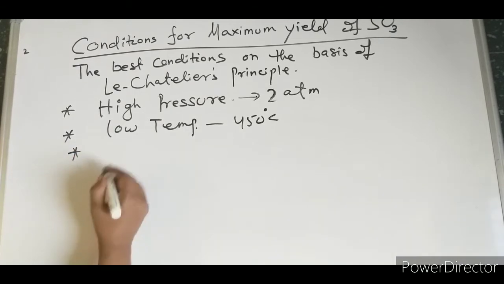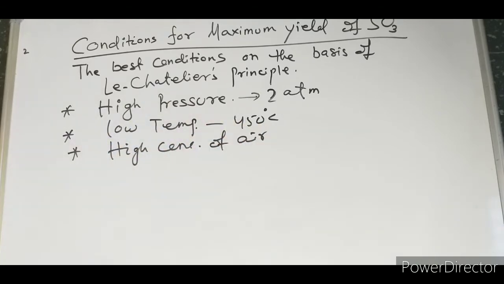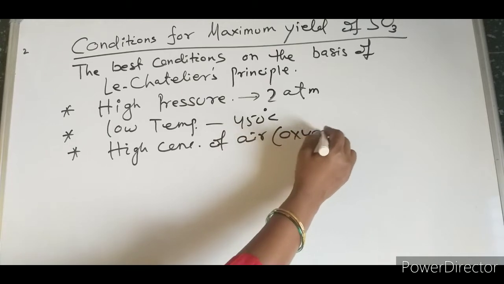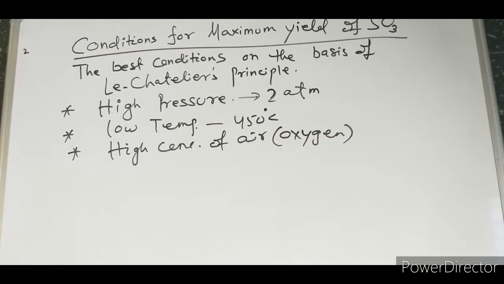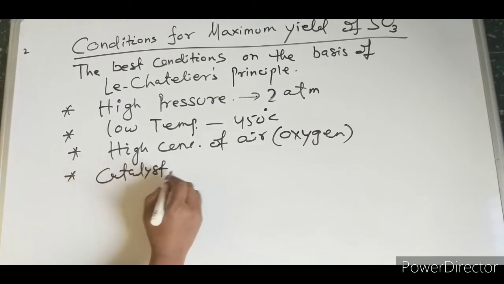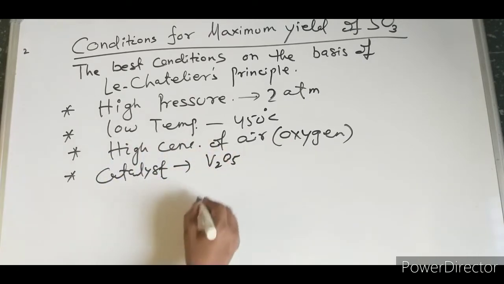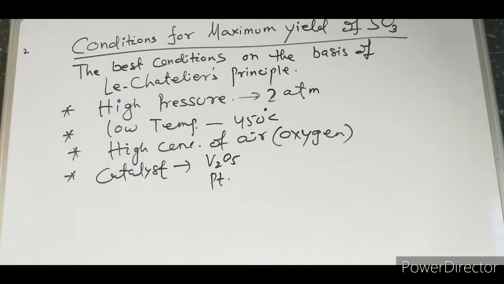Next, a high concentration of air must pass. Air here means oxygen. First, sulfur or iron pyrite is converted to sulfur dioxide, and oxygen is needed there. Then SO2 is converted to SO3, and oxygen is needed there also. That is why a high concentration of oxygen is required. Next, the catalyst. Two types of catalyst can be used: one is vanadium pentoxide, another is platinized asbestos.